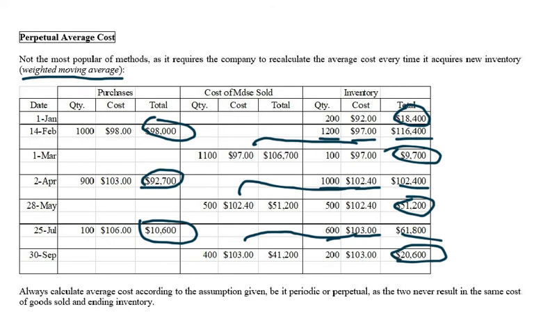So this one, rest assured, is different from the periodic average cost example. So what's the rule with average cost? Do exactly as they tell you to. No exceptions. And that concludes the perpetual inventory material.